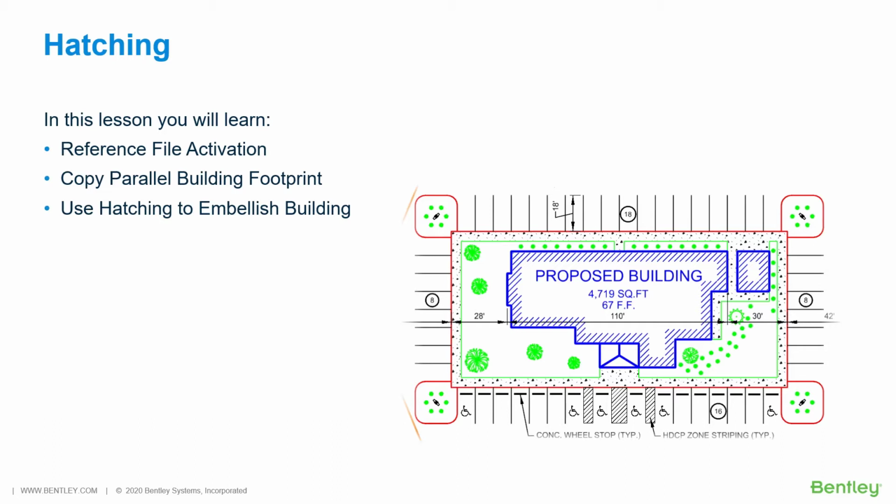Perform a file exchange on the reference like you did in an earlier exercise, or, in this case, perform an in-place edit. You do this by activating the reference so that you can work directly within the file while never really leaving the current DGN. While you work through the lessons in this course, you will learn reference file activation, copy parallel building footprint, use hatching to embellish building.